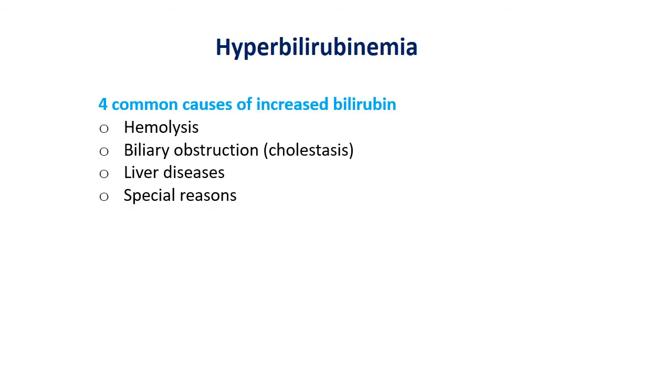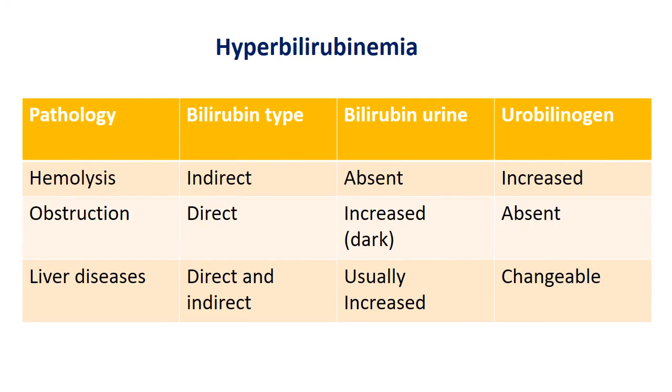4 common causes of increased bilirubin: hemolysis, biliary obstruction, cholestasis, liver diseases, and special reasons. The level of indirect bilirubin increases with hemolysis, direct bilirubin with obstruction. Both conjugated and unconjugated bilirubin increase with liver disease.